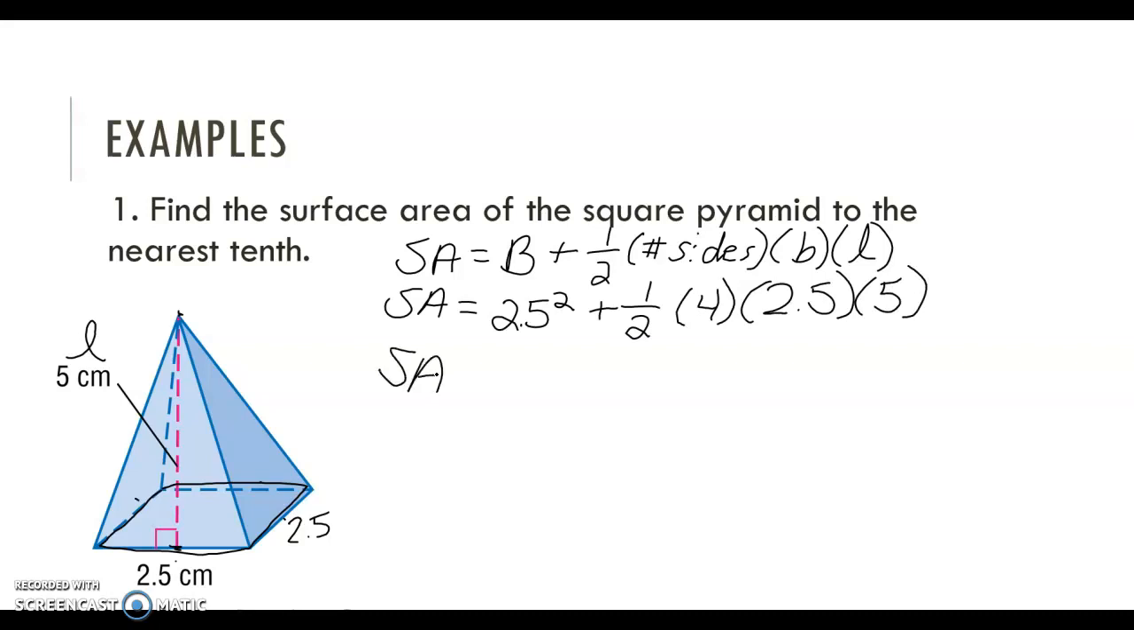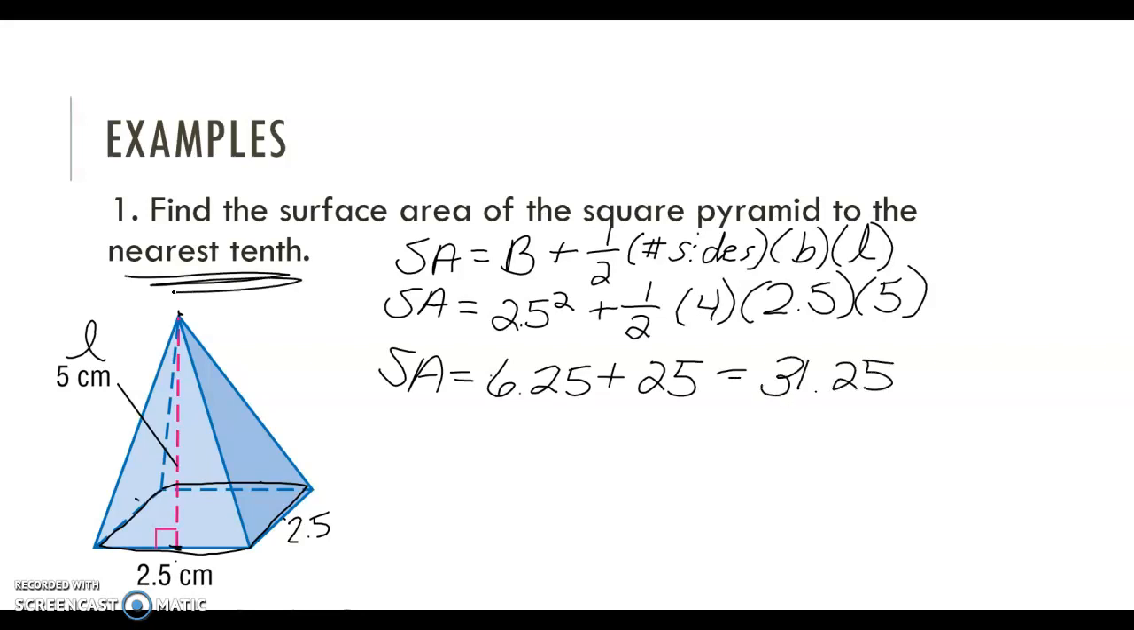Now we'll go ahead and evaluate this formula. So 2.5 squared is 6.25. 1/2 times 4 times 2.5 times 5 is going to give me 25. If you add those together, you get 31.25. They do want my answer rounded to the nearest tenth, so let's make sure we round that to the nearest tenth, which would be 31.3 square centimeters, because we're still looking at surface area, square centimeters.